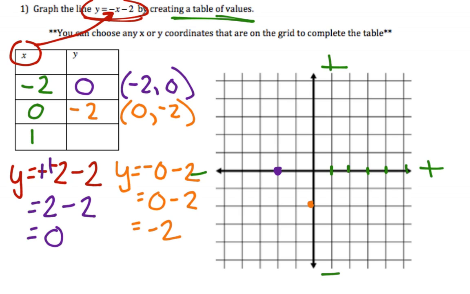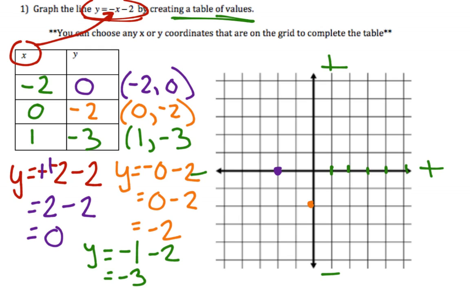And our last one, x equals 1, so we have y equals -x, so -1 minus 2. -1 minus 2 is -3. So when we plug in our x value of 1, we get -3 for y. 1, -3. Positive 1 down to -3.